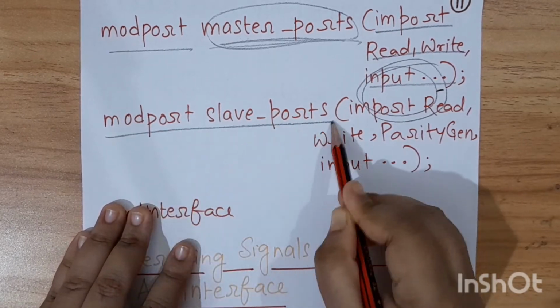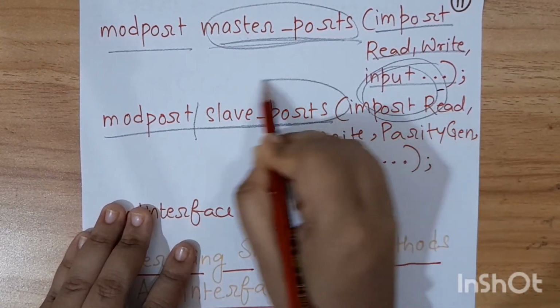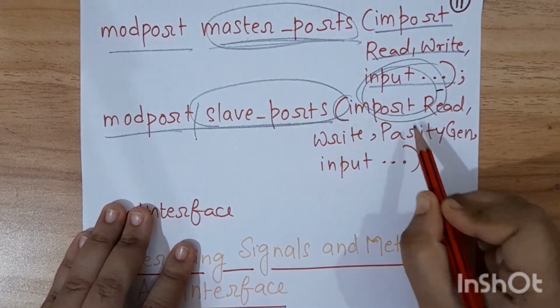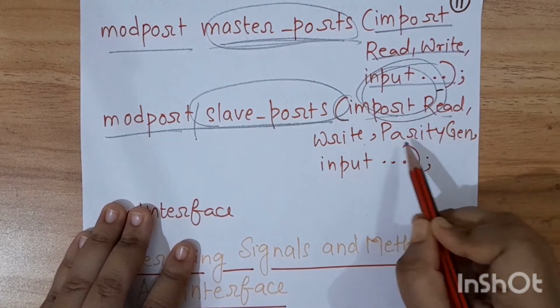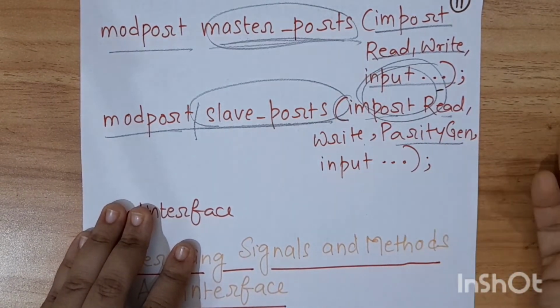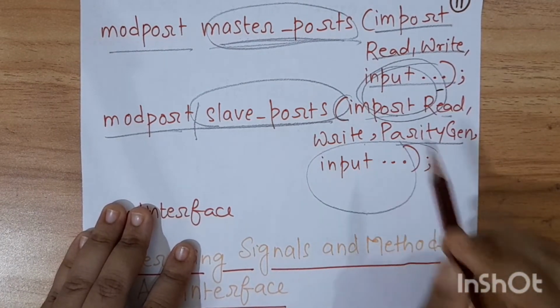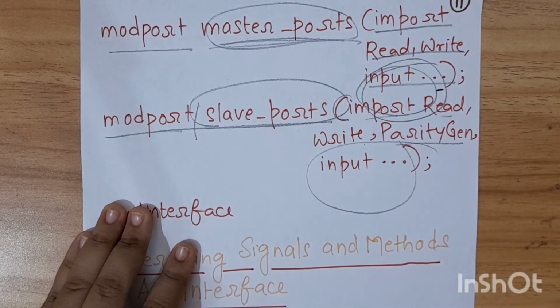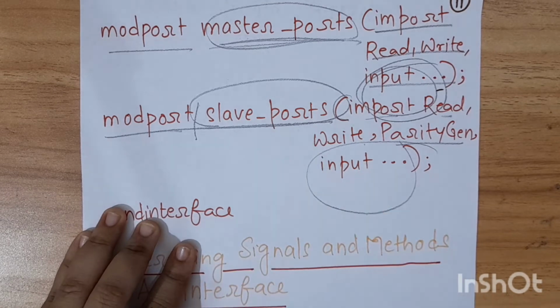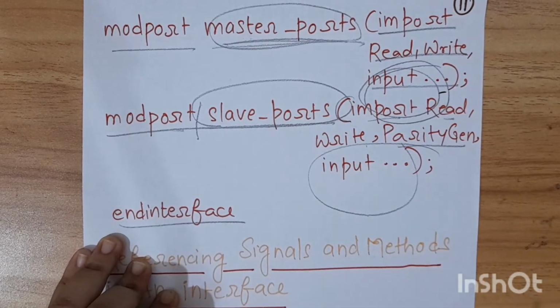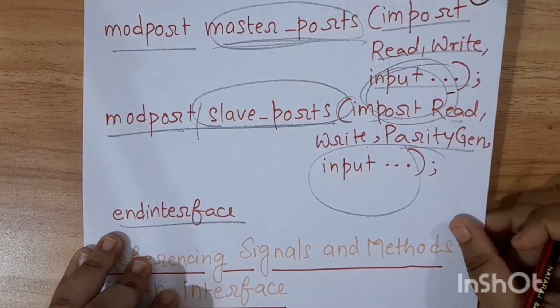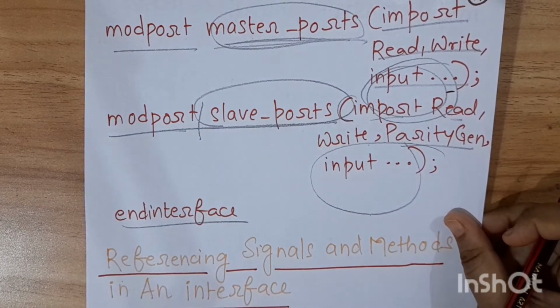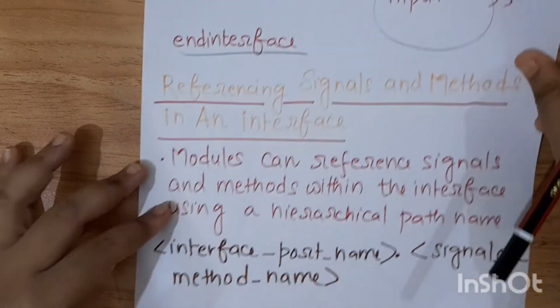Similarly in the mod port slave ports, slave ports is the name of the mod port. Here also I am importing the read, write, parity gen, all these tasks and functions. Apart from that, the signal list as it is, with the direction of the signals used in the interface block with respect to the slave. And here is the end interface. So this is how the interface methods have been put inside this interface.